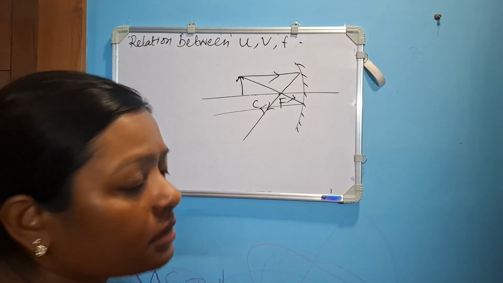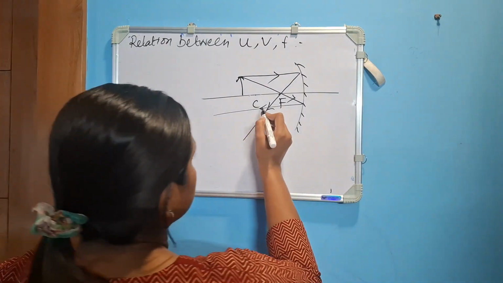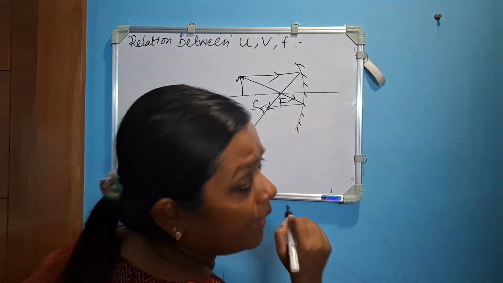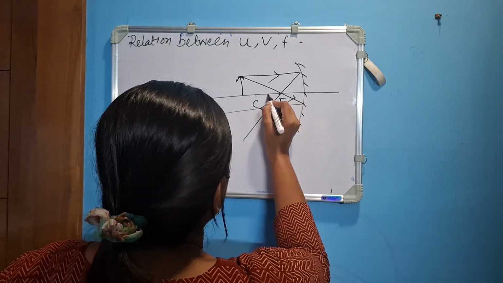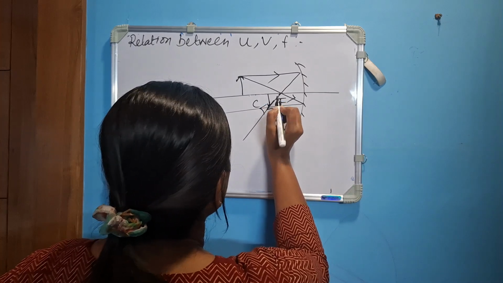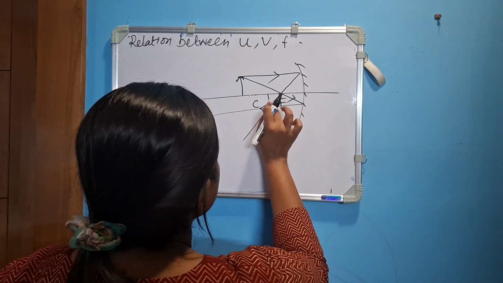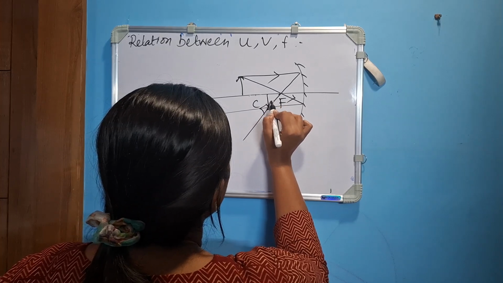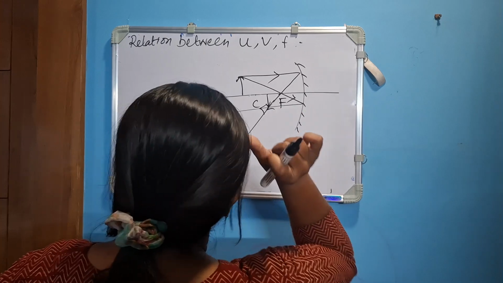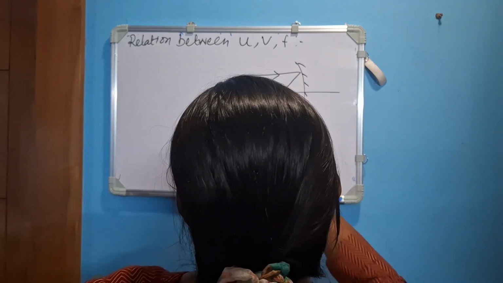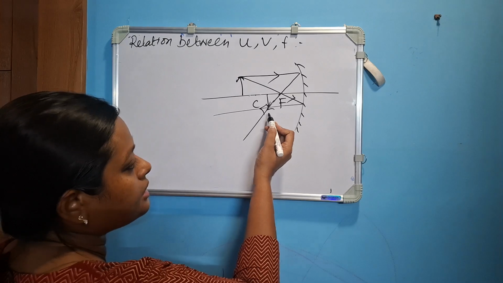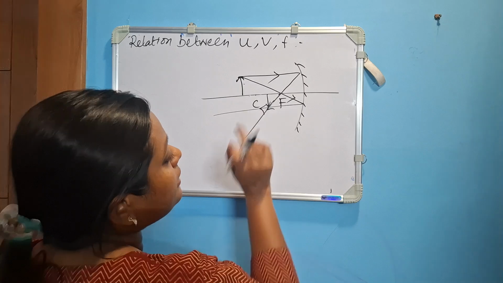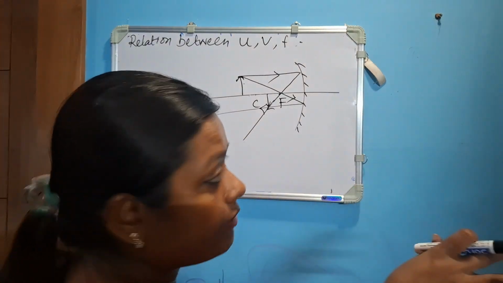Okay, these two rays are going, and see where they are meeting at a point. They are meeting at a point, and as they are meeting at this point, we are drawing the image over here. So we are getting one image of this object which is beyond C, and now we are getting the image in between C and F.